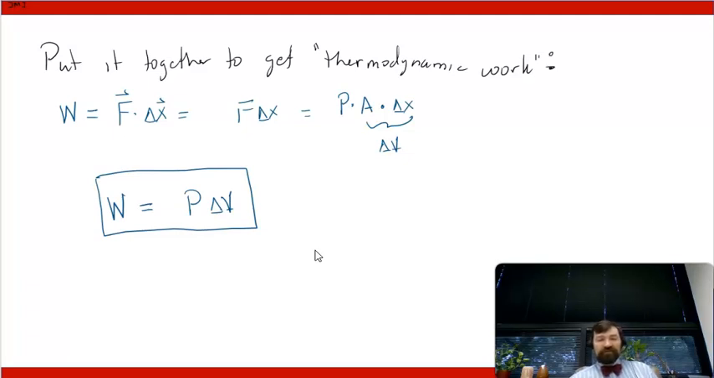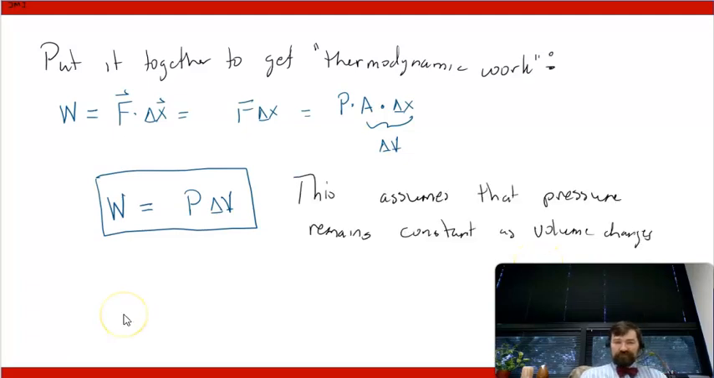Now, with that said, there are some built-in assumptions here, especially in an algebra-based course. In order for work to actually be pressure times volume change and to use this equation, we have to assume that the pressure remains constant as the volume changes. Since we are assuming that pressure remains constant as volume changes, we're assuming somehow that the volume change is relatively small, essentially.